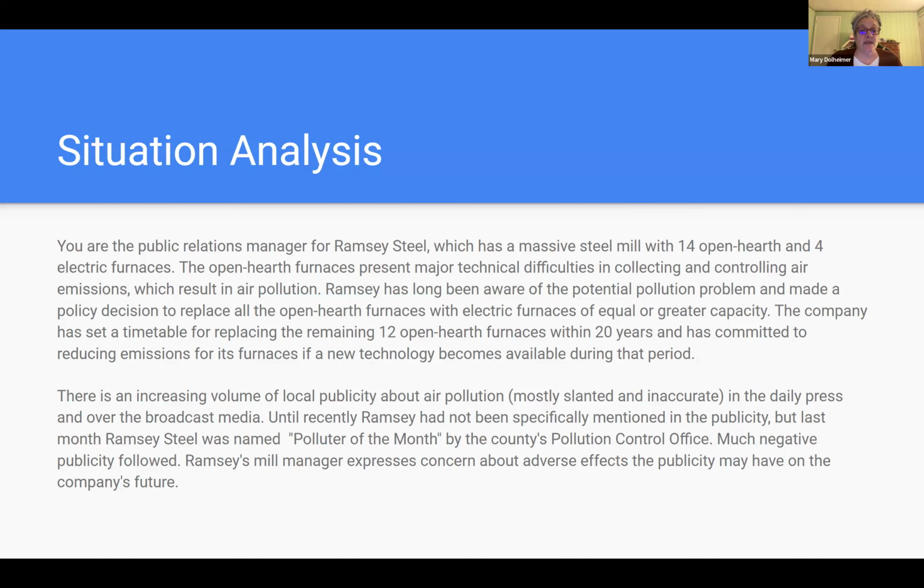The company has set a timetable for replacing the remaining 12 open hearth furnaces within 20 years and is committed to reducing emissions for its furnaces if a new technology becomes available during that period. There's an increasing volume of local publicity about air pollution, mostly slanted and inaccurate, in the daily press and over the broadcast media. Until recently, Ramsey has not been specifically mentioned in the publicity, but last month, Ramsey Steel was named Polluter of the Month by the county's Pollution Control Office. Much negative publicity followed. Ramsey's mill manager expresses concern about adverse effects the publicity may have on the company's future.